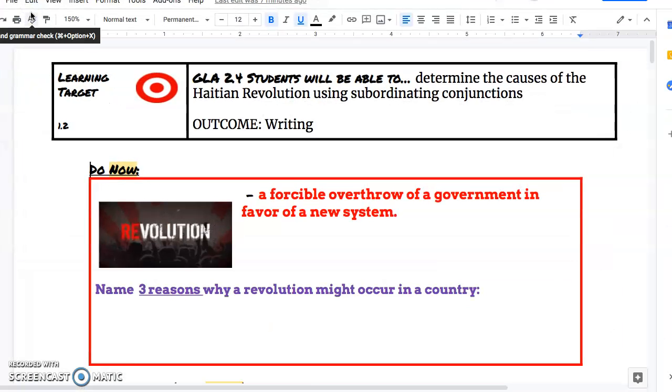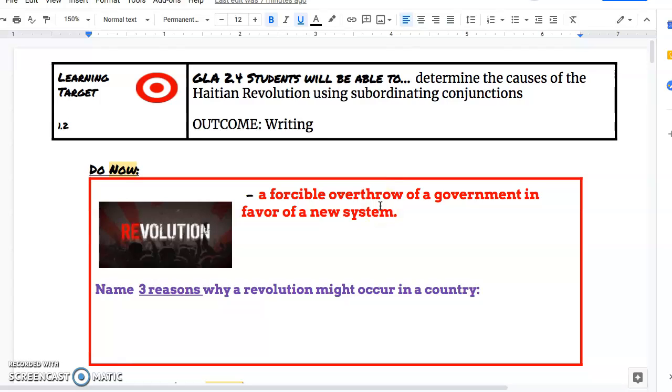Hey everyone, so today's lesson is going to be about the causes of the Haitian Revolution, and we are going to use subordinating conjunctions to do that. Our outcome for the day is going to be writing because we're going to be writing sentences. So your do now gives you the definition of a revolution, which is a forcible overthrow of a government in favor of a new system.